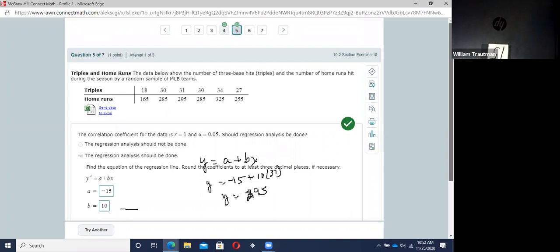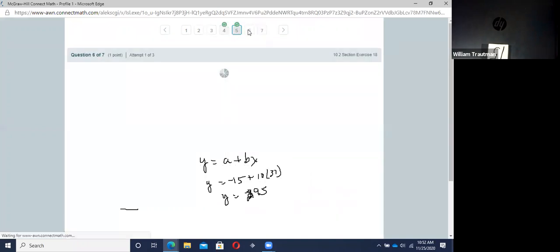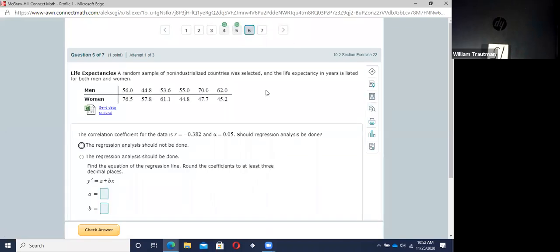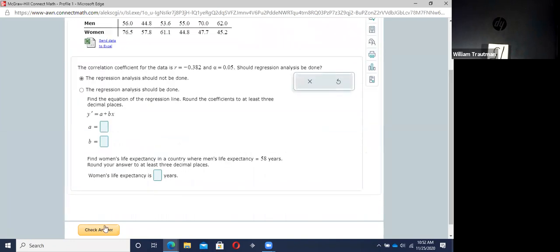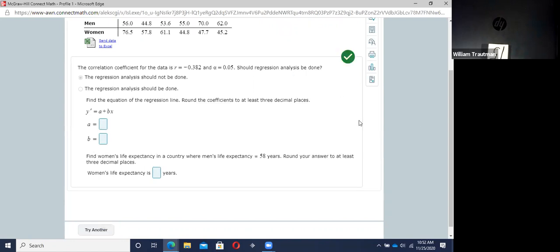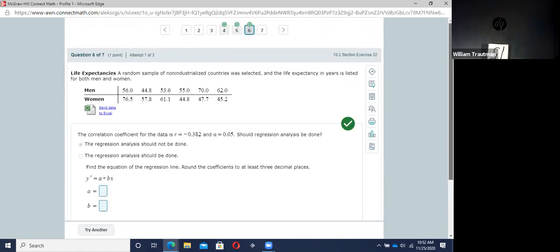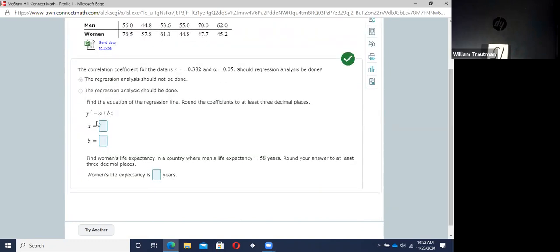All right, so let's see what else we have here. Should regression analysis be done? See, this is less than 0.9. Do you see it's very bad, and I would say it should not be done. I don't care about the other answers, but that part is correct. It should not be done. Oh, if it should not be done, that means we don't type anything in.